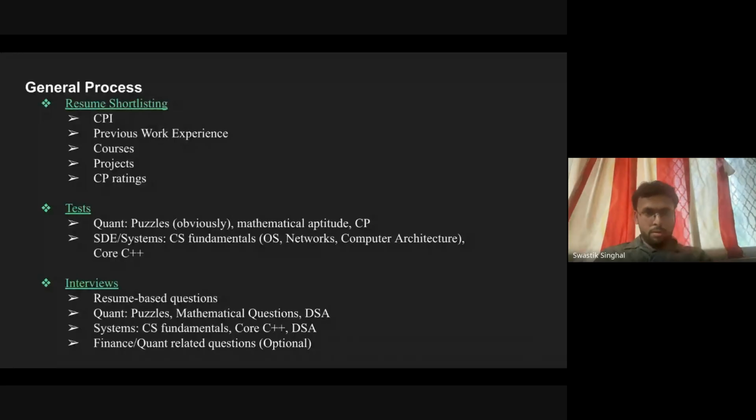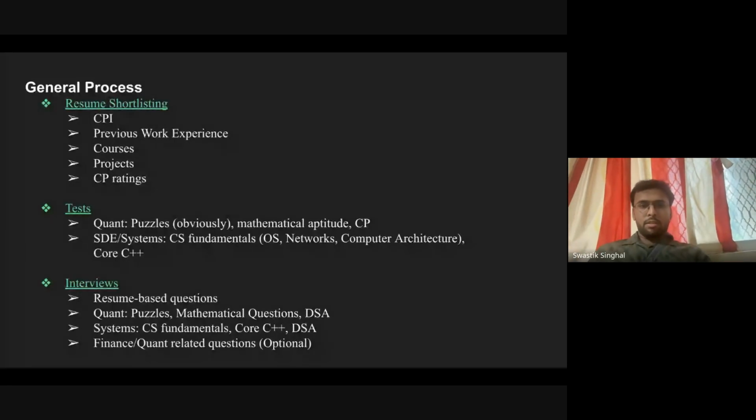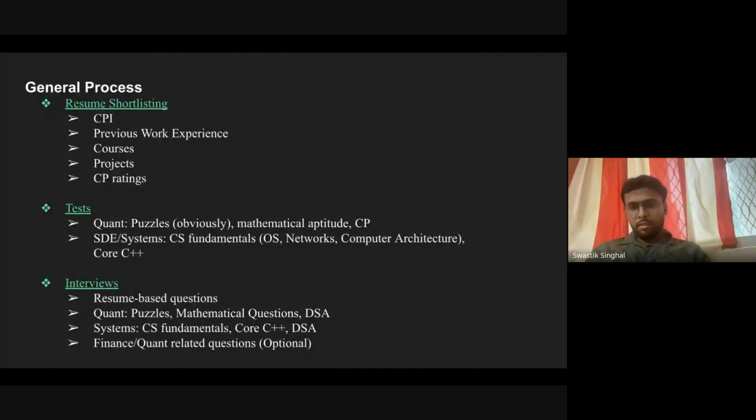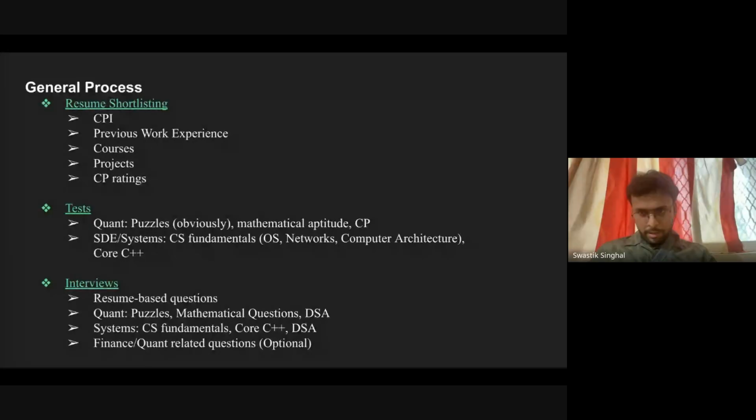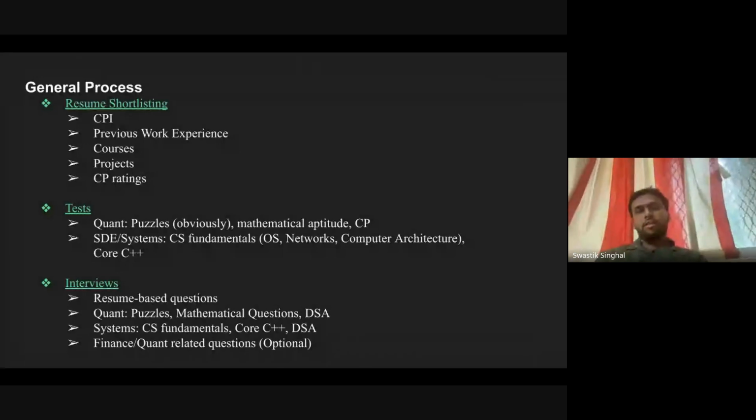Even for projects, if you have done projects in machine learning, that's definitely a plus. Some companies prefer ML experience, so that's a good plus if you have done that.